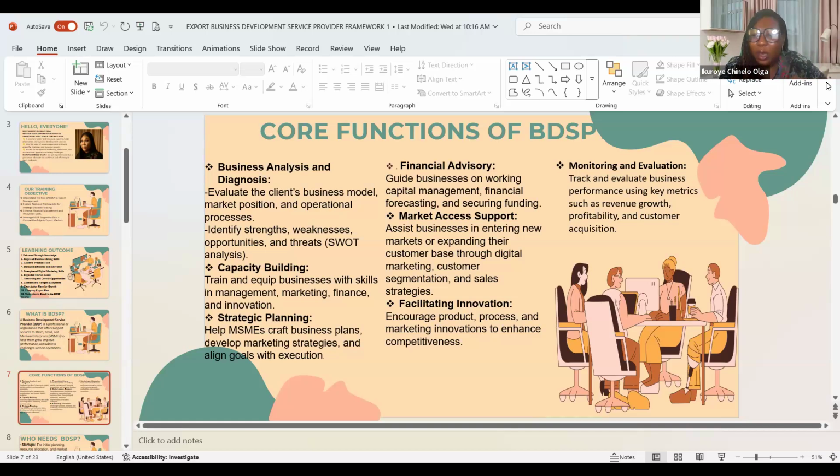You also have the market access, whether it's reaching international buyers or segmenting customers. Craft strategies to expand your market reach. Then we have innovation, like I said earlier on about innovation. BDSPs push businesses to innovate. It's not just in products, but in the processes and marketing. It is very key that you need to say, oh, this innovation, this is what you need to.